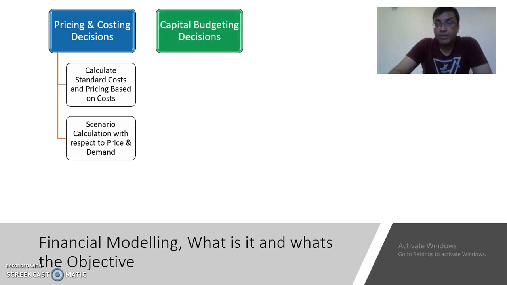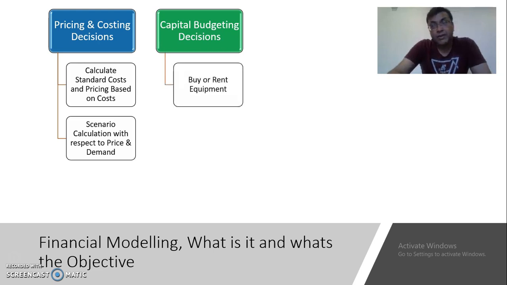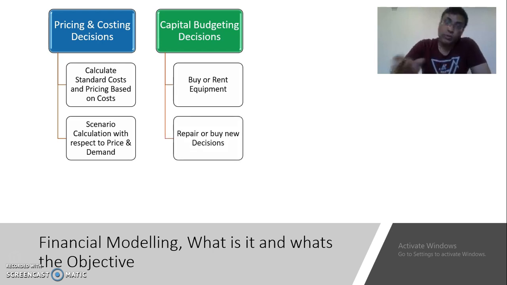Then we have capital budgeting decisions. So we are buying new equipment, we are investing in new equipment for new businesses, and we are evaluating whether we should buy the equipment or rent the equipment. We are also evaluating in these kinds of decisions whether we should repair the equipment or buy a new one after the expiry of its warranty or after major repairs. So these kinds of decisions are taken under capital budgeting decisions.